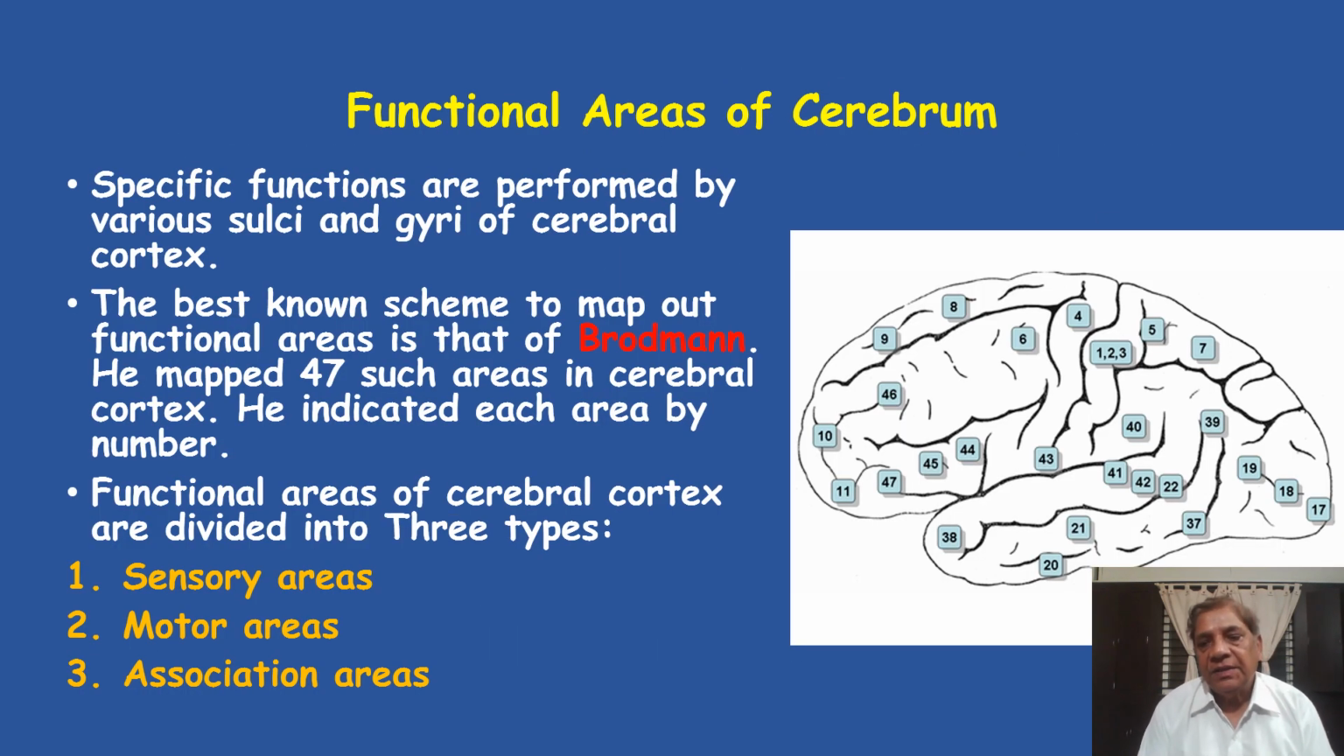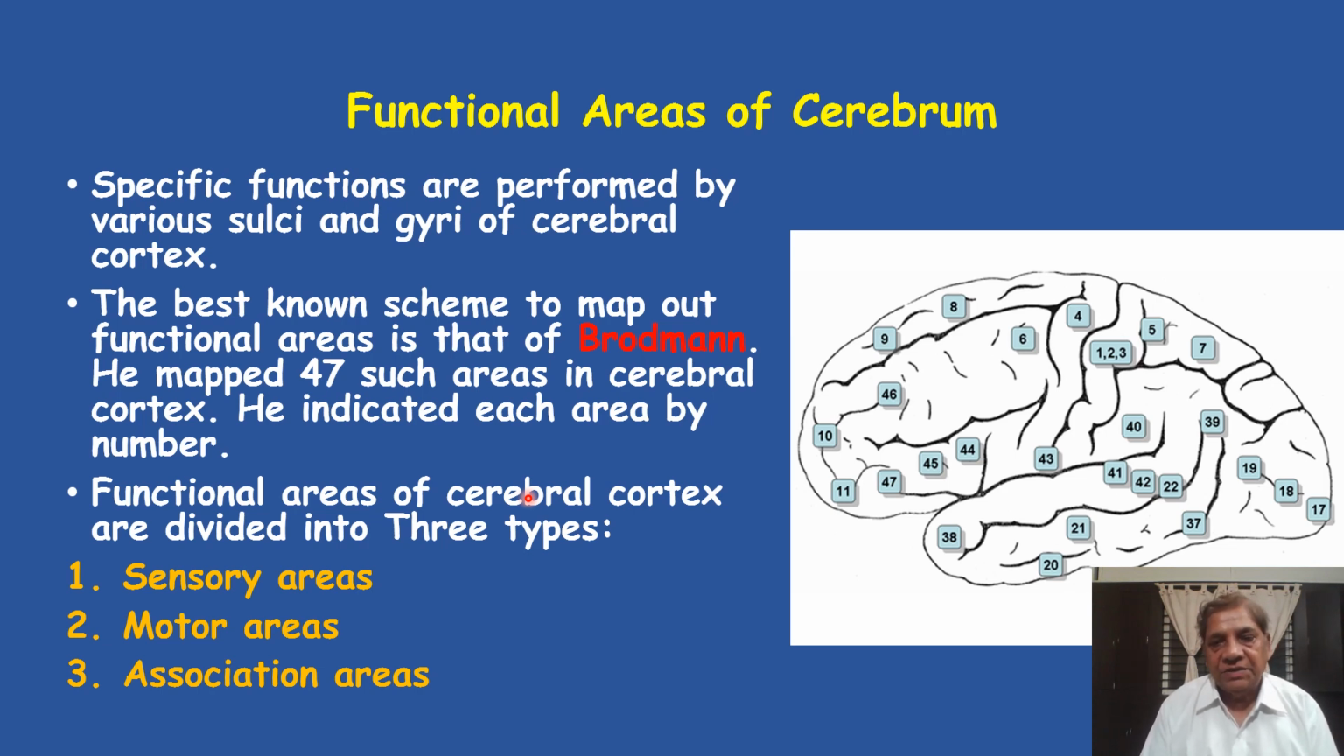Now, these functional areas of the cerebrum reside within the gray matter of the cerebral cortex, in its sulci and gyri. So, specific functions are performed by various sulci and gyri of the cerebral cortex. The best known scheme to map out these functional areas is that of Brodmann.